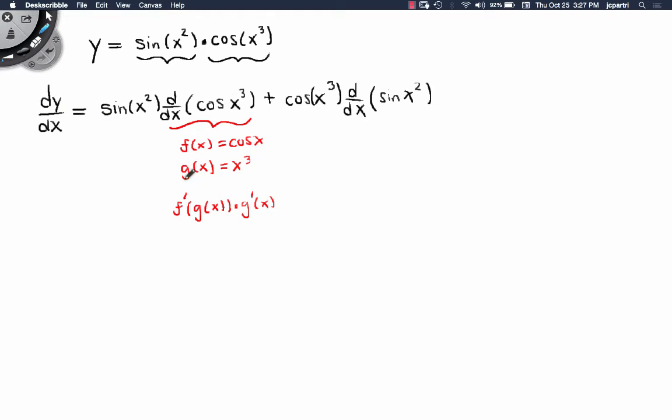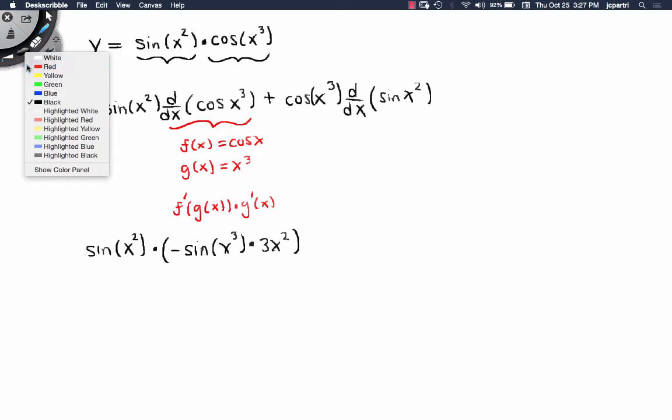So this becomes, derivative of cosine is negative sine, but not negative sine of x, negative sine of x cubed, times the derivative of g, which is x cubed, so the derivative there is 3x squared. All right, that completes the first part. So all of this times the sine of x squared.